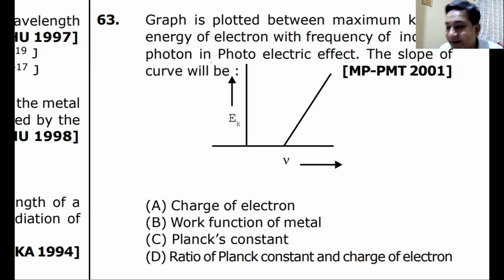The graph is of maximum kinetic energy of the electron against the frequency of the incident radiation, the incident photon. The slope of the curve will be Planck's constant. If this was between V naught and frequency, the slope will be Planck's constant divided by e. Do we understand this? Yes, sir. Okay. That is how questions on graphs have come. As you can see, this graph between kinetic energy and frequency comes many more times. So that is why we have done this graph.